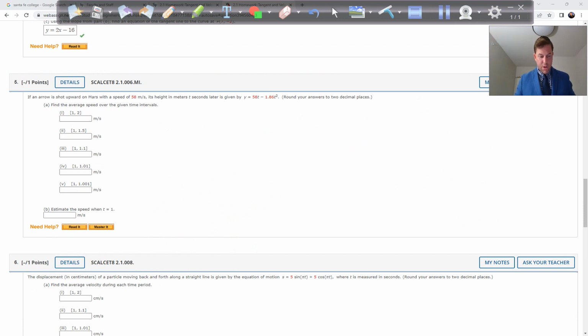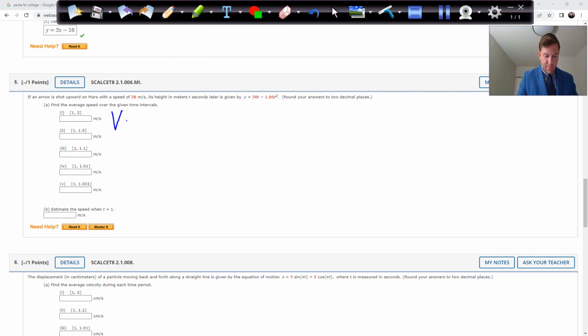We're shooting an arrow upwards on Mars, the Martian surface. So it has a speed of 58 meters per second. Its height in meters, t seconds later, is given by this equation. And it wants us to find the average speed over the given time intervals. So the average speed, which we can call v average, is just, again, the slope formula, no different. It's the y value at time 2 minus the y value at time 1, divided by the difference in times.